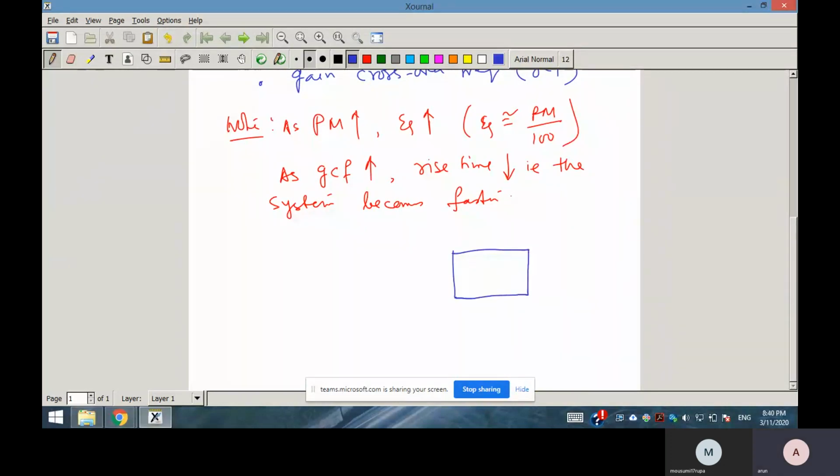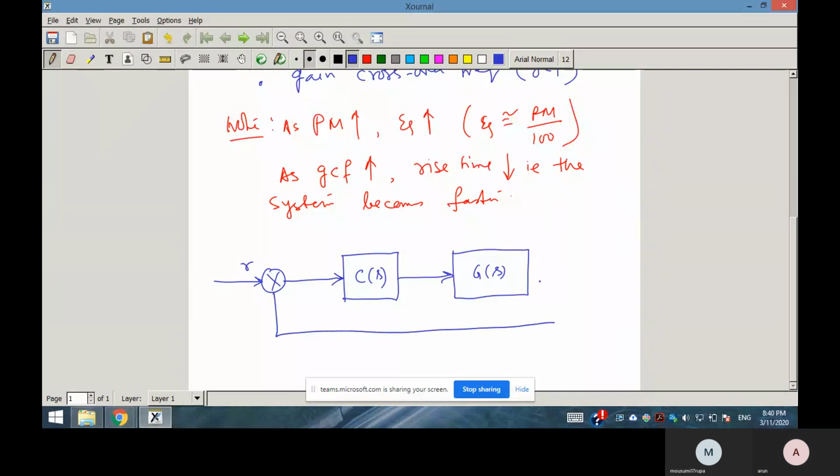This is your plant G(s), and this is your controller C(s), and this is your reference input. So this is the feedback system we will be using. So this is your tracking error, and this is your controller output or control output. This is your controller. This is the plant here.